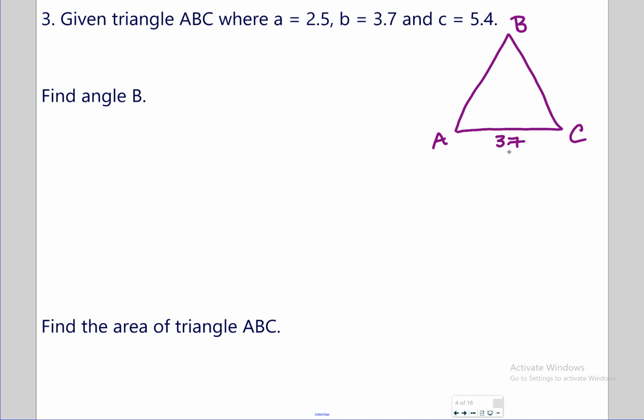Yep, so B is 3.7. It doesn't look like 3.7. Let's try that again. 3.7. C is 5.4. And A is 2.5. Okay.